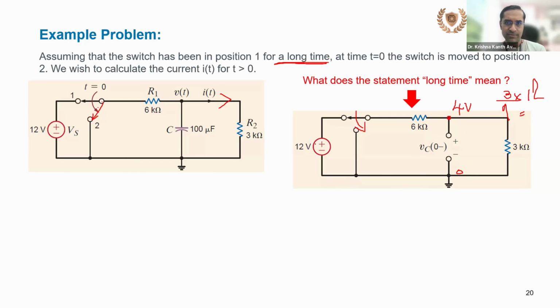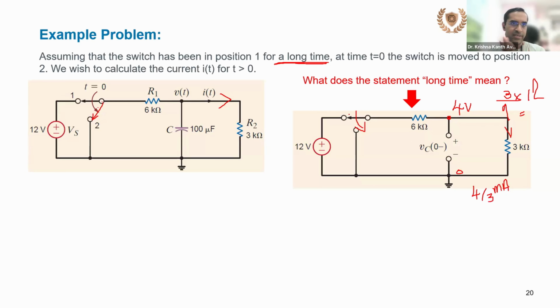Now it's a simple exercise. 12 volt, 6 kilo ohm and 3 kilo ohm, right? What is the current now? We are asked for the current, right? I of t. What is I of t? 4 volt divided by 3 kilo ohm. So you agree? This is 4 by 3. So current in this is simply 4 by 3 milliampere. So everybody agree? Everybody with me so far?